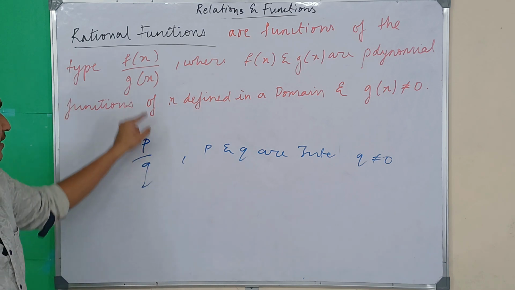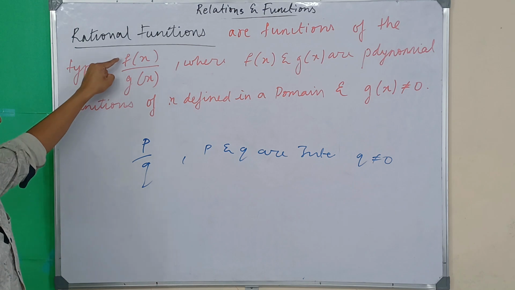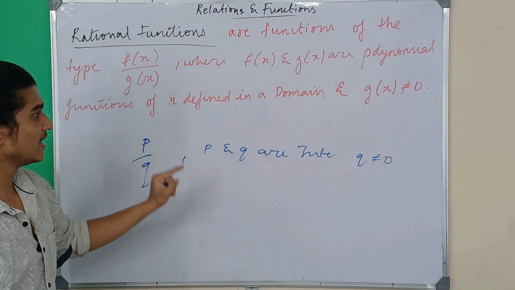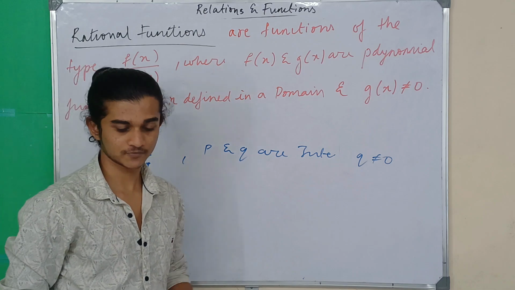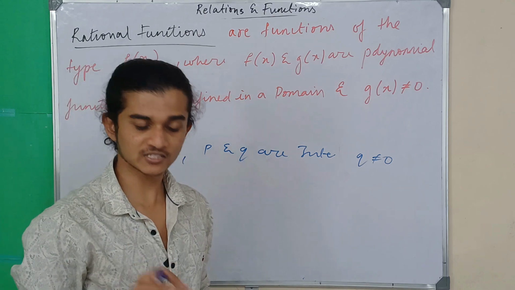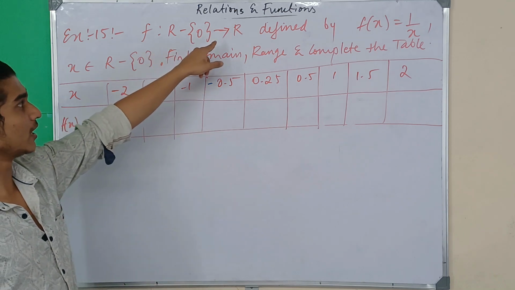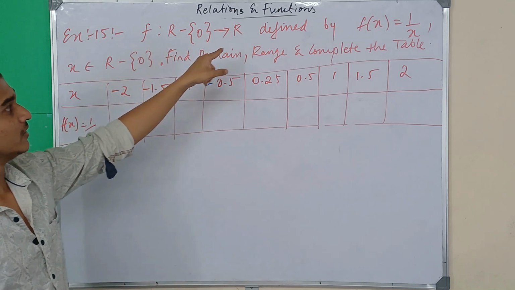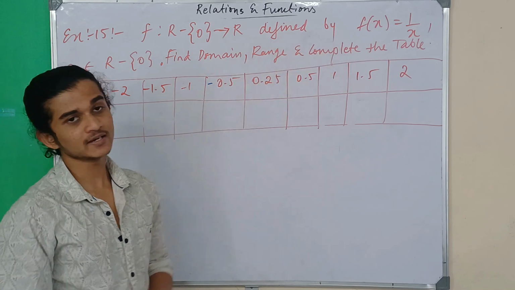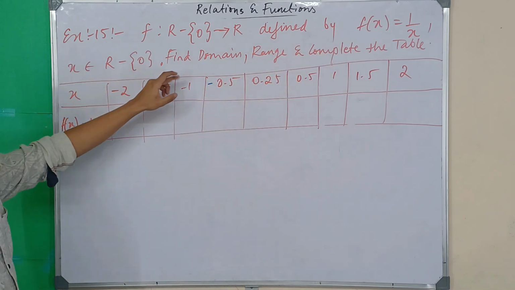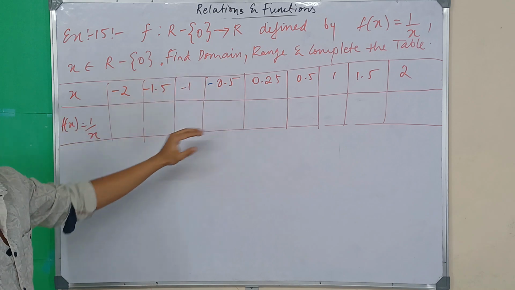In the exact same way, we define a rational function. So f of x by g of x, where f of x and g of x are polynomial functions, and g of x is not equal to 0. So this was rational function. Now let's try to understand this using an example. Example 15. A function defined from R minus 0 to R, defined by f of x equal to 1 by x, where x belongs to R minus 0. I'm going to tell you why R minus 0. We are supposed to find the domain and range, and we are supposed to complete this table.